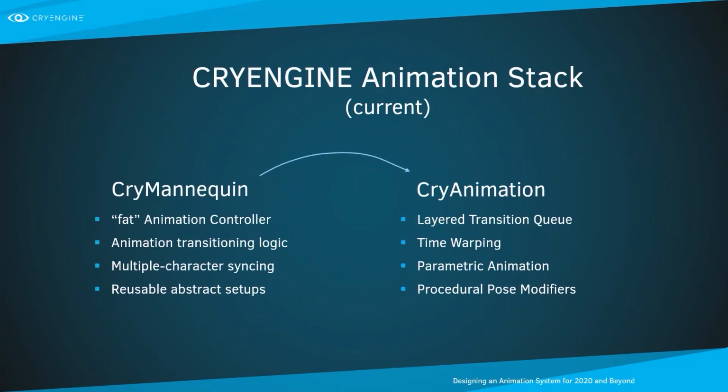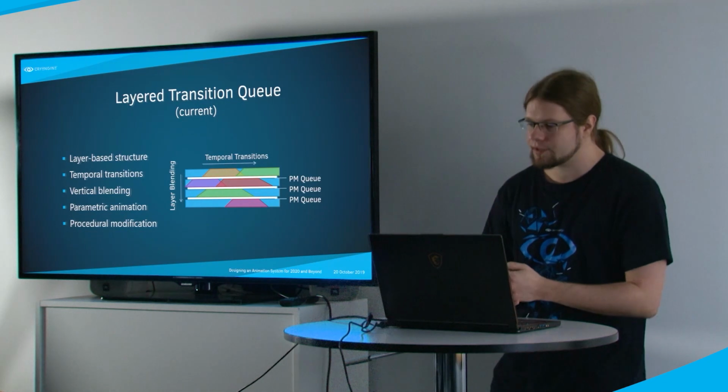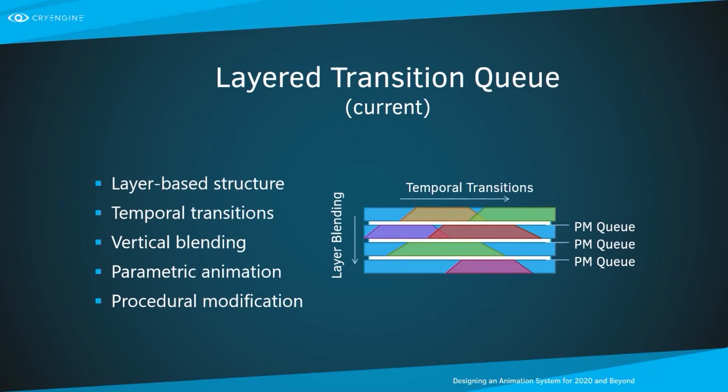So Claudio already covered the high-level controller features, Mannequin, and basically the features that we are trying to salvage from there, or the features that we've been inspired by in the design of the new animation stack. I'll try to briefly cover what the low-level features are that we'll be replacing. So the low-level animation stack consists of the layer transition queue, which has already been mentioned previously. It's a pretty simple layer-based structure.